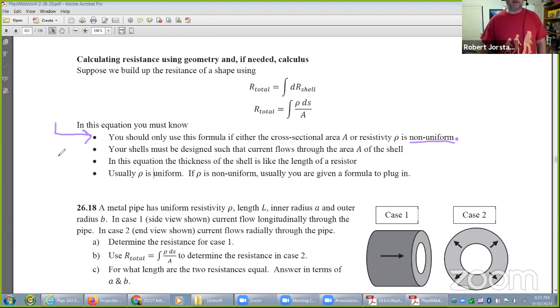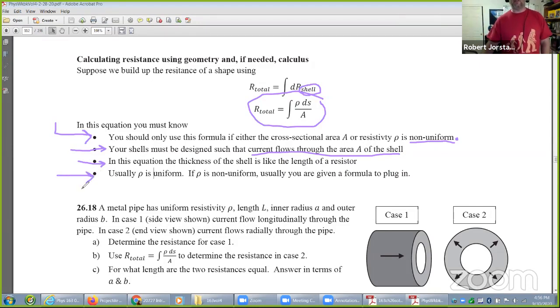Whatever. Now, to use this equation, we need to get the resistance of each shell, right? The shells have to be designed, or you need to split up the problem with calculus such that your shells are cross sections, right? So that current flows through the area of the shell. All right. The thickness of the shell is like the length of the resistor. And usually rho is uniform. If it's non-uniform, I'd give you some formula. Now, like I said, there are cases in the real world where rho would be non-uniform, semiconductor wafers. All right.